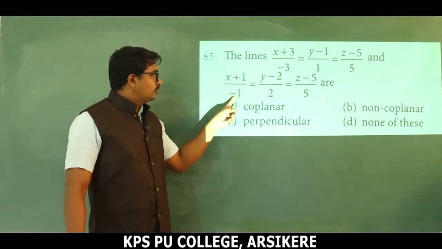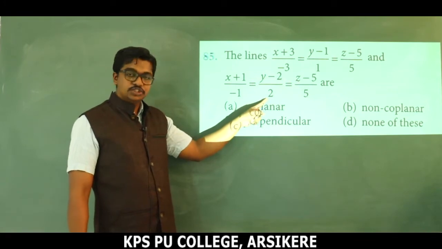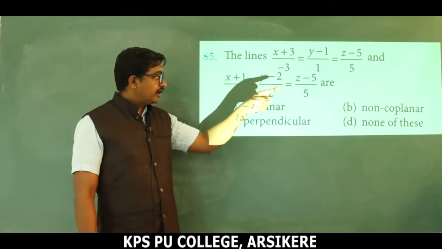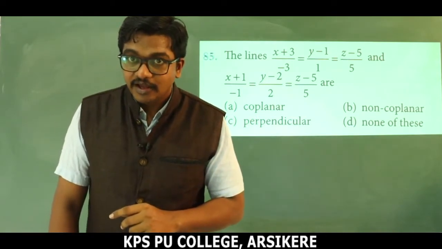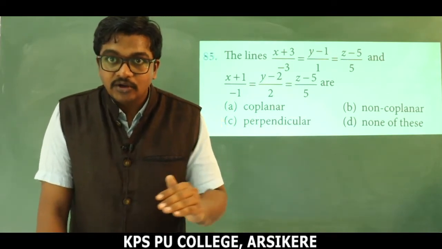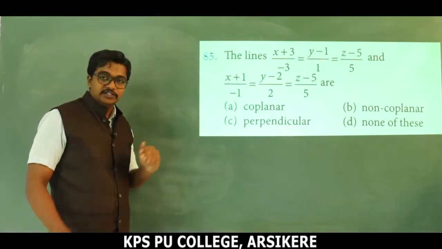So minus 3 into minus 1 plus 3. 1 into 2 is 2, 3 plus 2 is 5, 5 into 5 is 25. That value is not equal to 0. Hence, the lines are not perpendicular to each other. Then we go with another condition, the coplanar check.